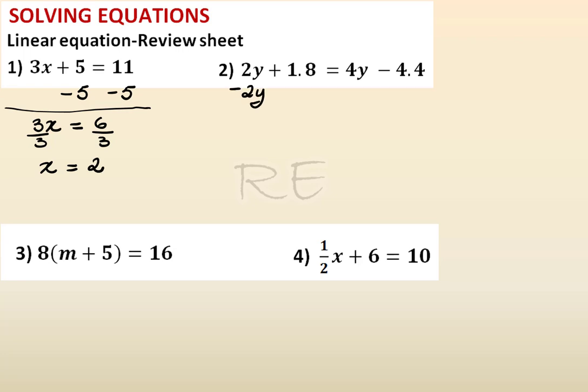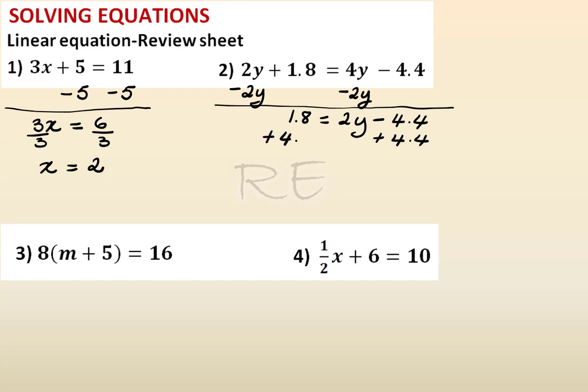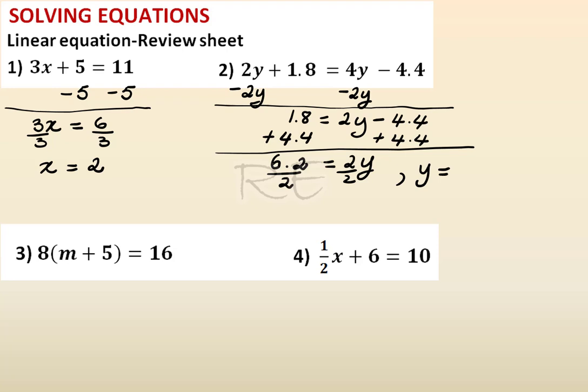2y plus 1.8 is equal to 4y minus 4.4. First, we subtract 2y from both sides. 1.8 is equal to 2y minus 4.4. Then we add 4.4 to both sides. We get 6.2 is equal to 2y. Now, the last step will be to divide both sides by 2, and we will isolate y. y is equal to 3.1.